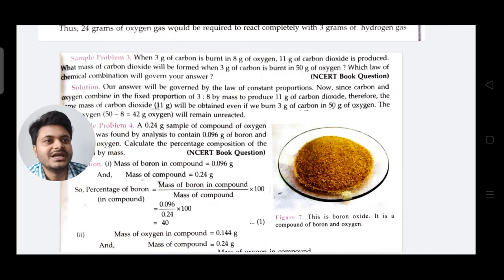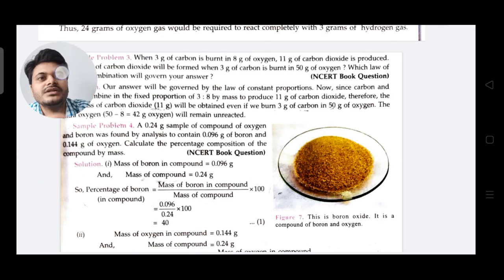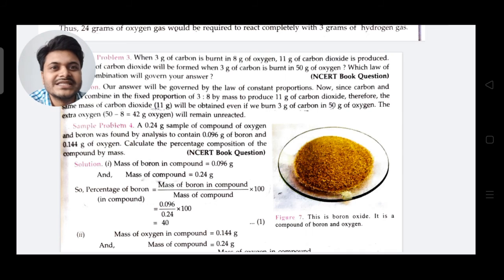So you can see the last two problems are there. The next question is: when 3 gram of carbon is burnt in 8 gram of oxygen, 11 gram of carbon dioxide is produced. So what mass of carbon dioxide will be formed when 3 gram of carbon is burnt in 50 gram of oxygen? Which law of chemical combination will govern your answer? Okay, so in the solution you can see our answer will be governed by the law of constant proportion.